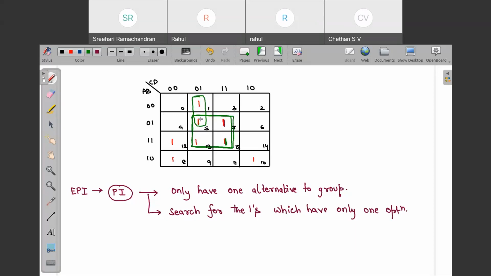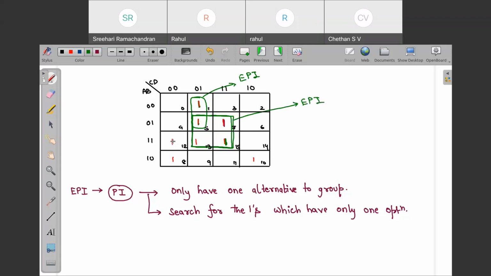So this group is not a prime implicant due to this one. But look at this one. See, this one has only one option to make a group with this one. So this group is an essential prime implicant due to this one, not due to this one, because this one has an option: either it can group with this one, or it can make a group of 4. So this is one essential prime implicant.